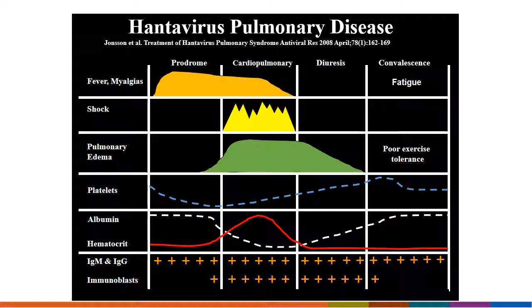Patients with mild hantavirus pulmonary disease may only require supplemental oxygen, but those with severe disease will quickly progress to respiratory failure with or without circulatory shock. Patients who survive the cardiopulmonary phase will enter the diuretic phase. Clinical improvement is usually rapid, and many ventilator-dependent patients can be extubated within a day or two. Finally, the convalescent phase is characterized by weakness, fatigue, and poor exercise tolerance, and may persist for months or years.